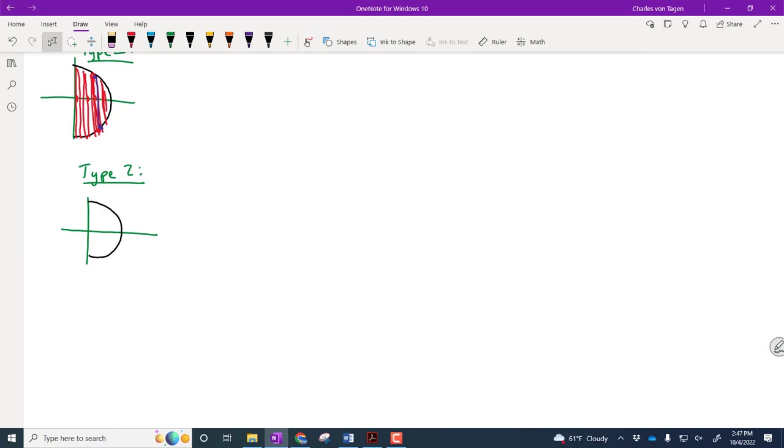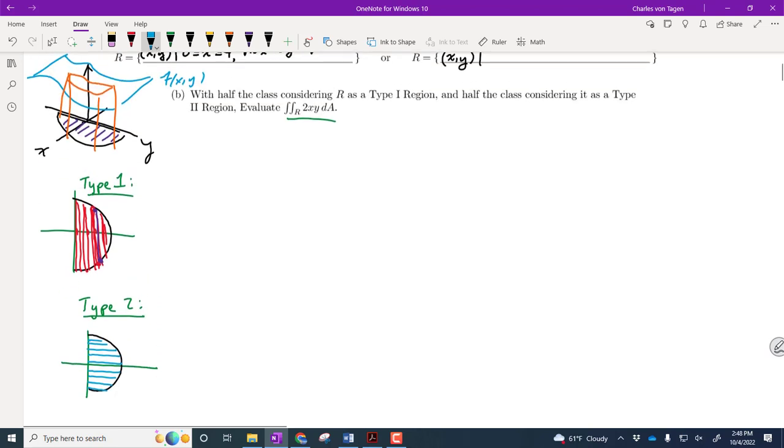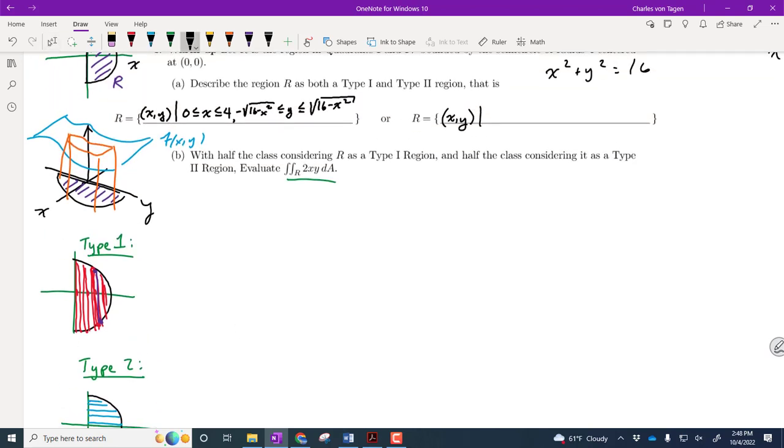In this case, we're going to consider this as a type 2 region, and so we're going to look at slices parallel to the x-axis, meaning we're going to be moving those slices up the y-axis. And so what are my y values doing? They are ranging between what and what as I do that? My y values are ranging between -4 and 4. -4 is less than or equal to y, which is less than or equal to 4.